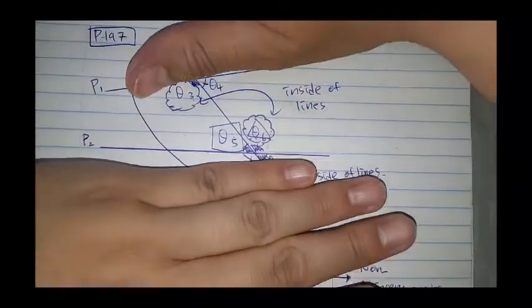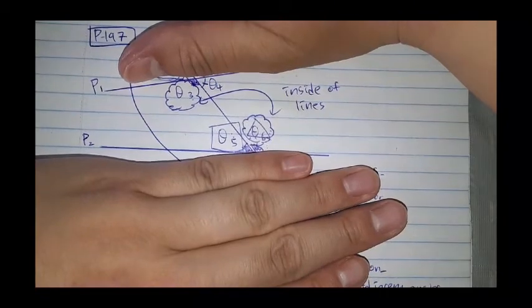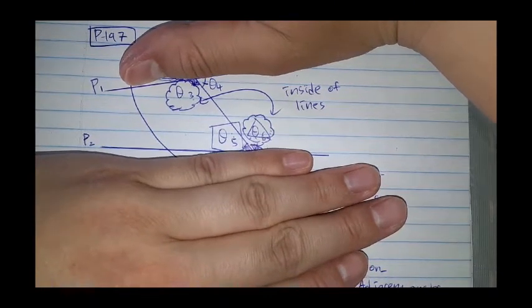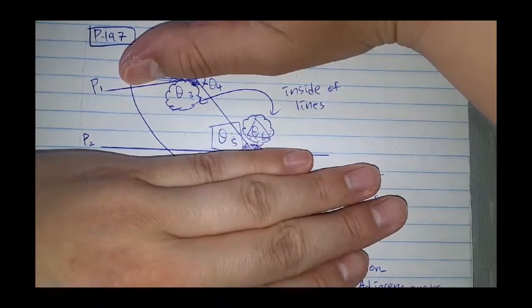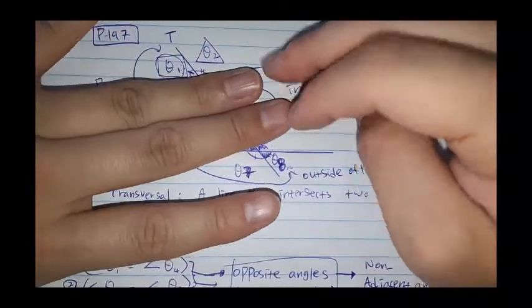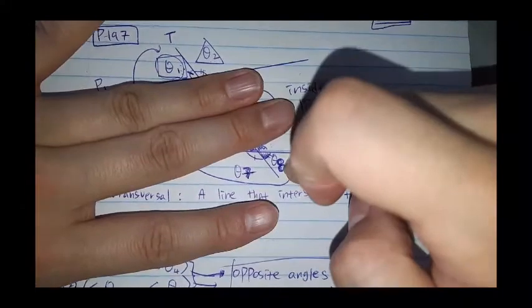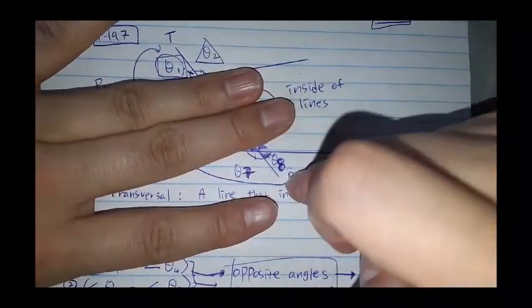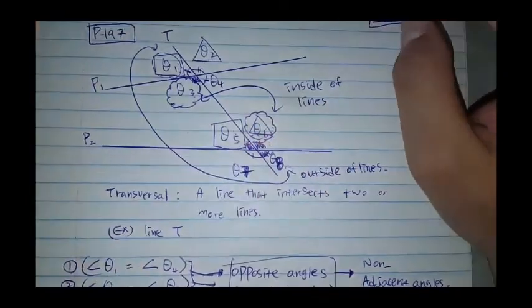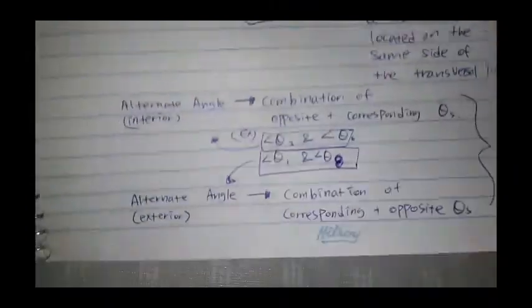So if you actually use your hand and cover it, can you see that 3, 4, 5, 6 are inside angles? So those are interior angles. 2 and 6 are alternate interior angles because of that reason. On the other hand, if you look at 1, 2, 7, 8, those are outside of the lines P1 and P2. So that means angle 1 and angle 8, those are exterior alternate angles.